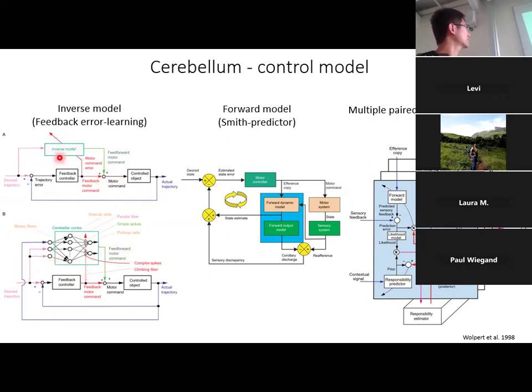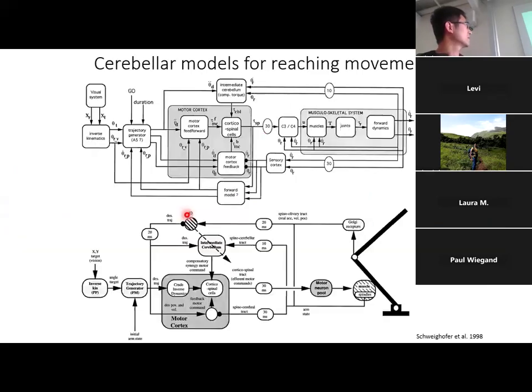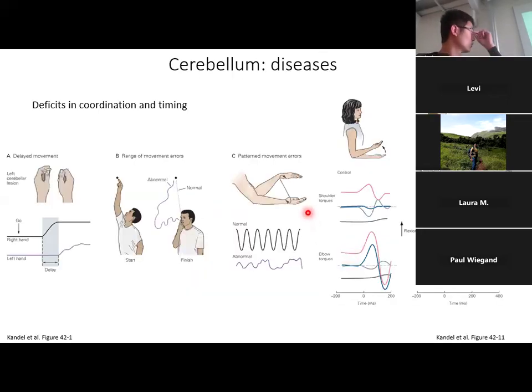And they also map different so-called internal models to different cerebellum areas, like the cortex and mossy fibers and so on. But we will not go into the details. There are also some more computational studies, where they build models to control a plant. And I want to tell you what happens if the cerebellum has a deficit.